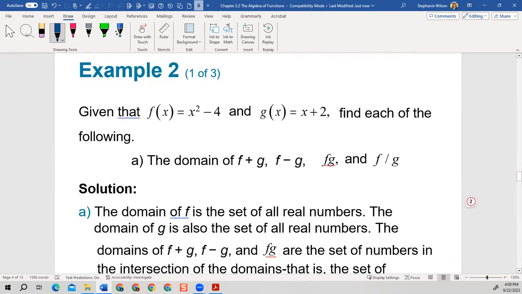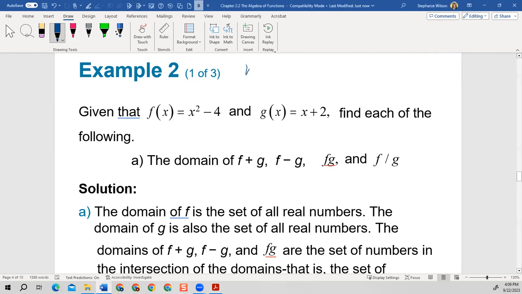So example 2, it says that we are given a function f of x is equal to x squared minus 4. And then we are given a g function equal to x plus 2. And we want to find the following. So we want to find the sum, difference, product, and quotient of f and g. And then it also wants us to state the domains of them. So I look here and I have a polynomial for the f function and a polynomial for the g function. So we know these are going to be all real numbers.